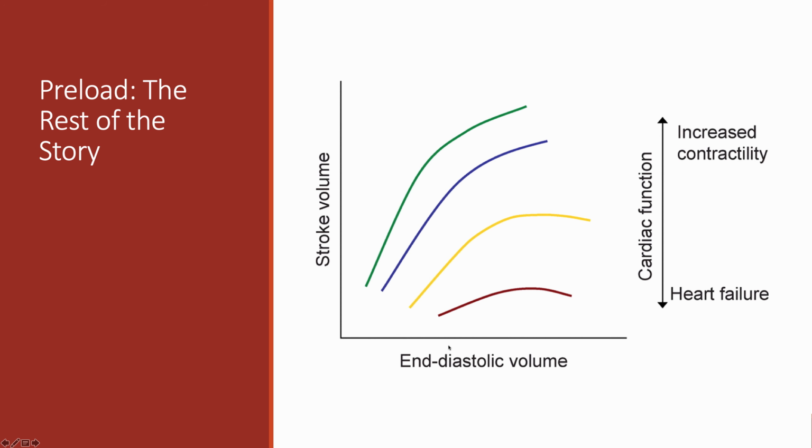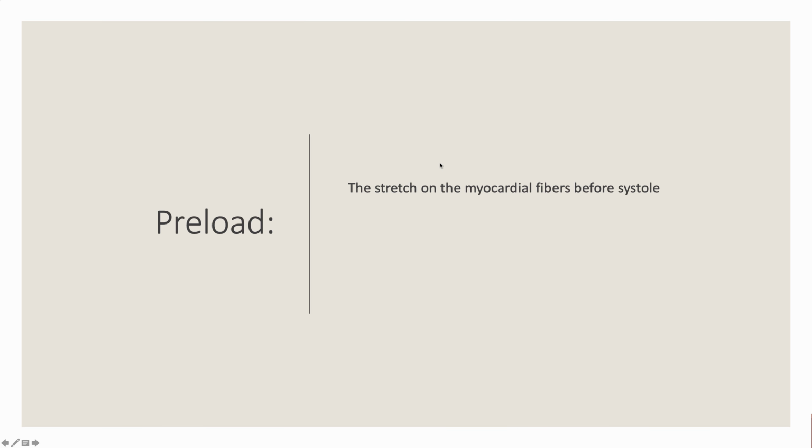So that as the end diastolic volume increases, even substantially, there is not much of a difference in the stroke volume. You see that? Whereas up here, we have a very big difference in the stroke volume with even a small change in the end diastolic volume. This is the healthy heart. Okay? So, reviewing, preload is the stretch on the myocardial fibers before systole, right, at end diastole.